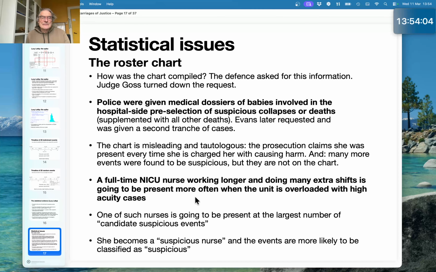One particular full-time nurse, who works longer and does extra shifts, is going to be present more often when the nurse is overloaded with high acuity cases. If there are several such nurses, one of them is just going to be there the most, and that's the one who is going to become the natural candidate killer nurse in an ensuing witch hunt. And I'm going to come to that in a moment. I believe that one of the reasons, an important reason, why Lucy Letby was the one who by completely explainable processes became the evil witch, was that proof had to be found that she was an evil witch, and then she needed to be burnt.